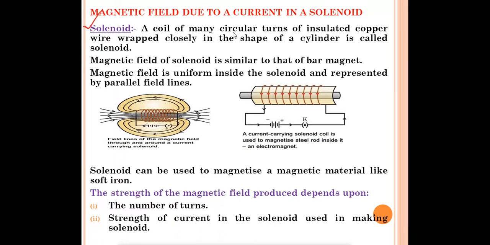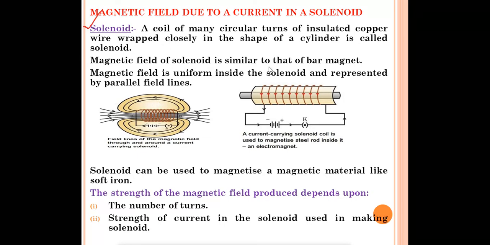A coil of many circular turns of insulated copper wire wrapped closely in the shape of a cylinder is called a solenoid. You can see in the diagram, it is in the shape of a cylinder of insulated copper wire in which many circular turns are there. That is called a solenoid.